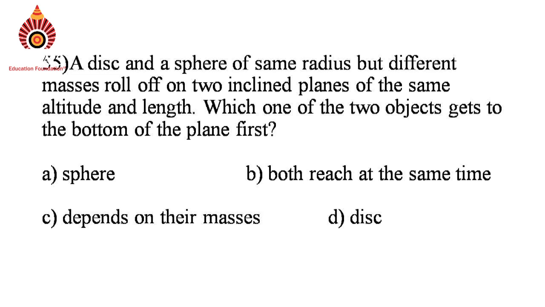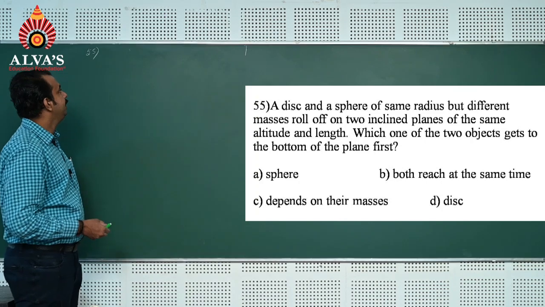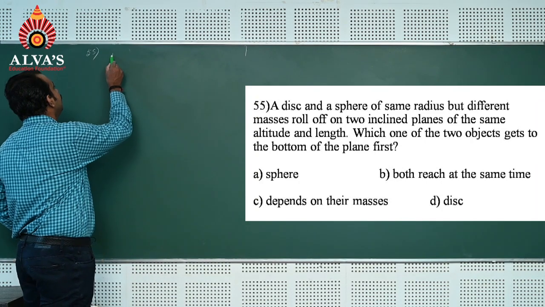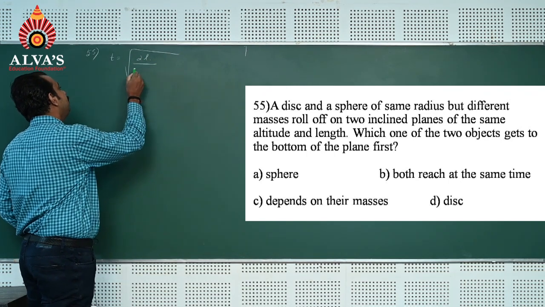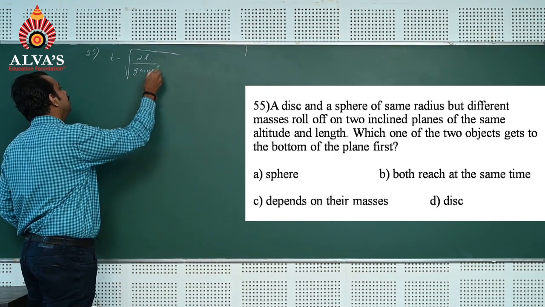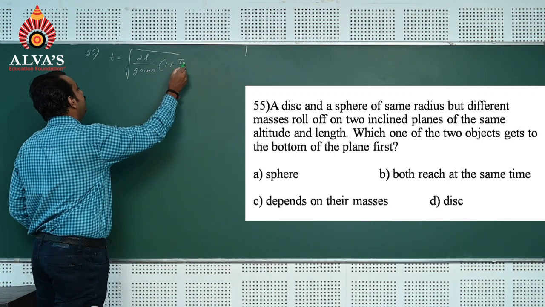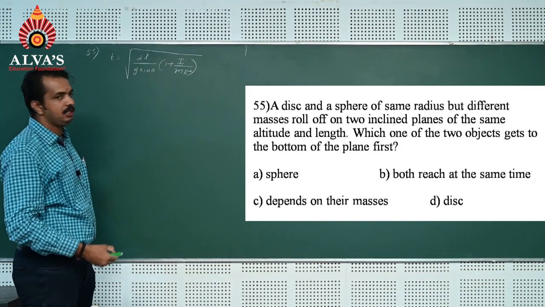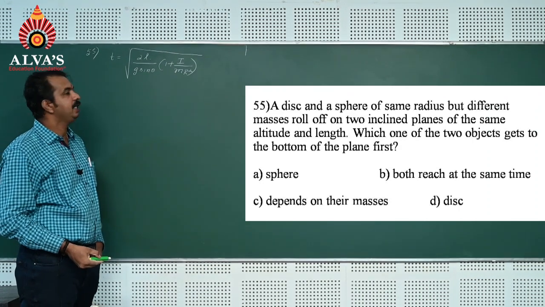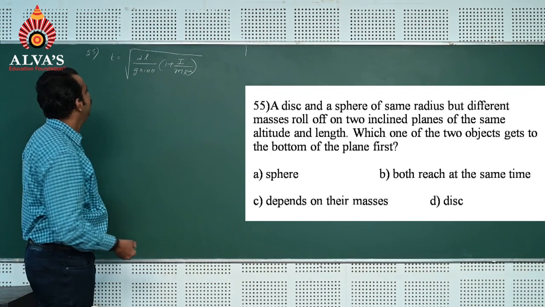Question number 55. Disk and sphere of same radius but different masses roll off on two inclined planes of same altitude and length. Which of the two objects gets to the bottom of the plane first? Here, time can be decided by using the formula T is equal to root of 2L by G sin theta into 1 plus I divided by mr square. This formula can be used to find out the time taken by the object to reach the bottom of the plane.